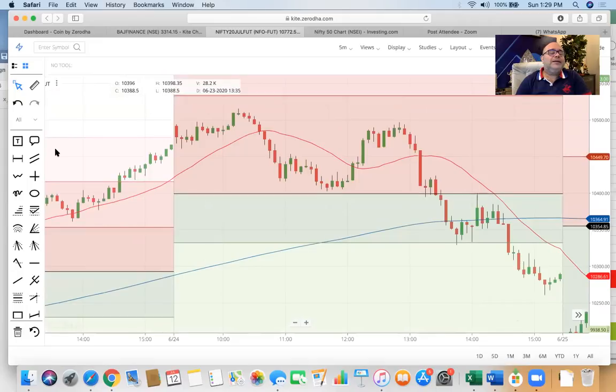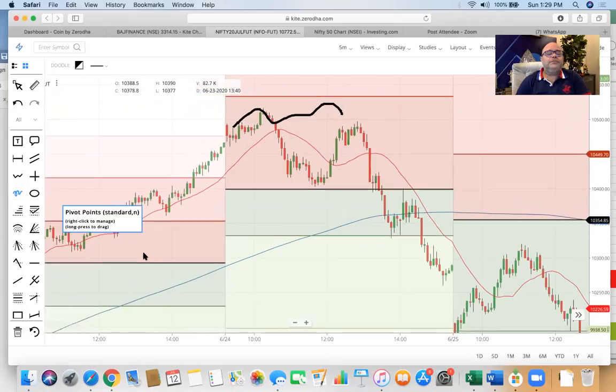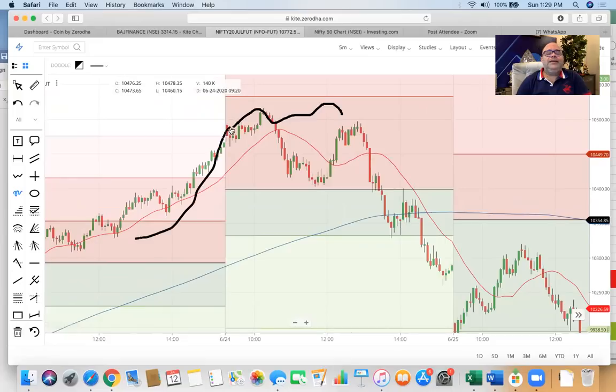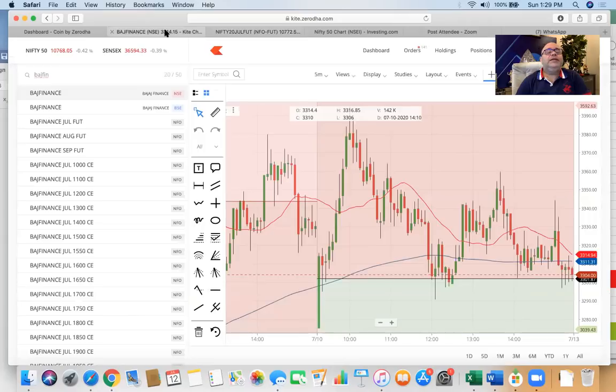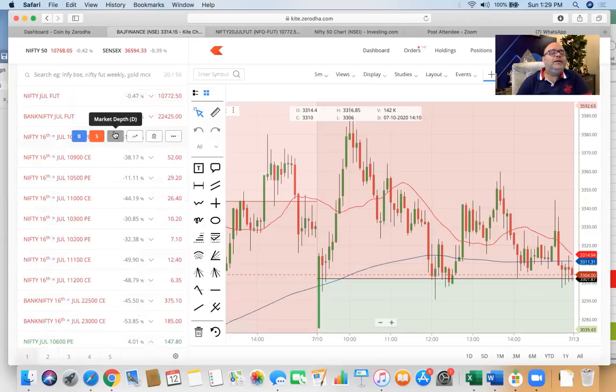Again, this is your M pattern. Look at the previous session. Big rally and clear M pattern. Okay. So this is broadly what the chart looks like on the Nifty. Now, why don't we check out some of the Bank Nifty charts?